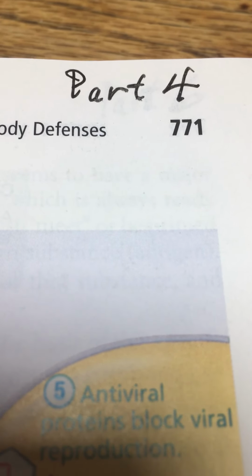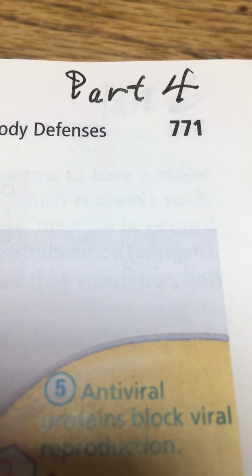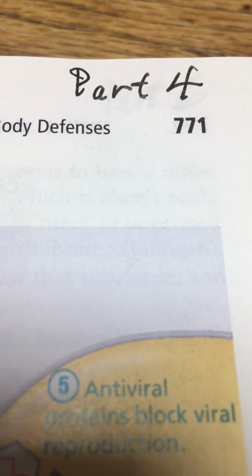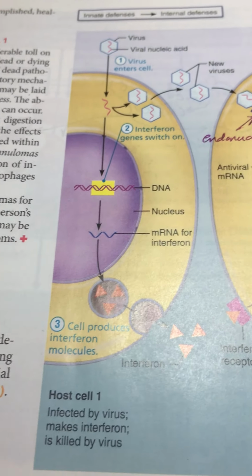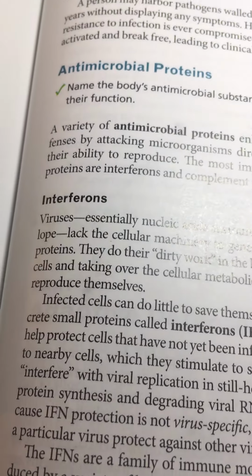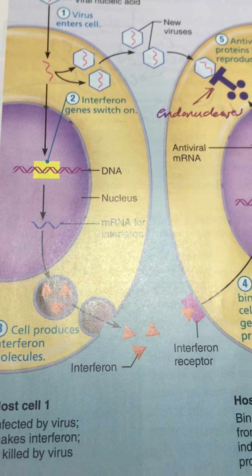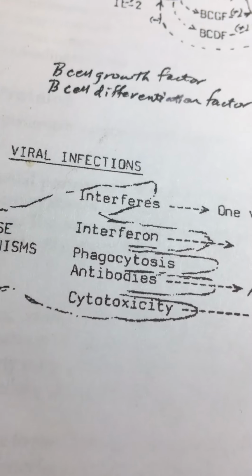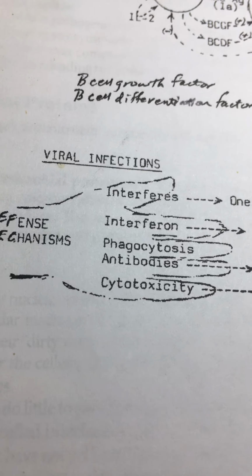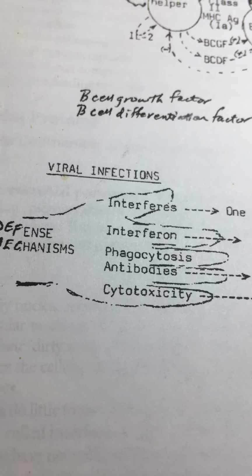Welcome to part 4. It's page 771, and we're in the immune system, part 4, and we're going to be taking a look right now at interferon. Interferon is described right here. I'm first going to come back to this little handout in which we look at viral infections and the way to defeat them.